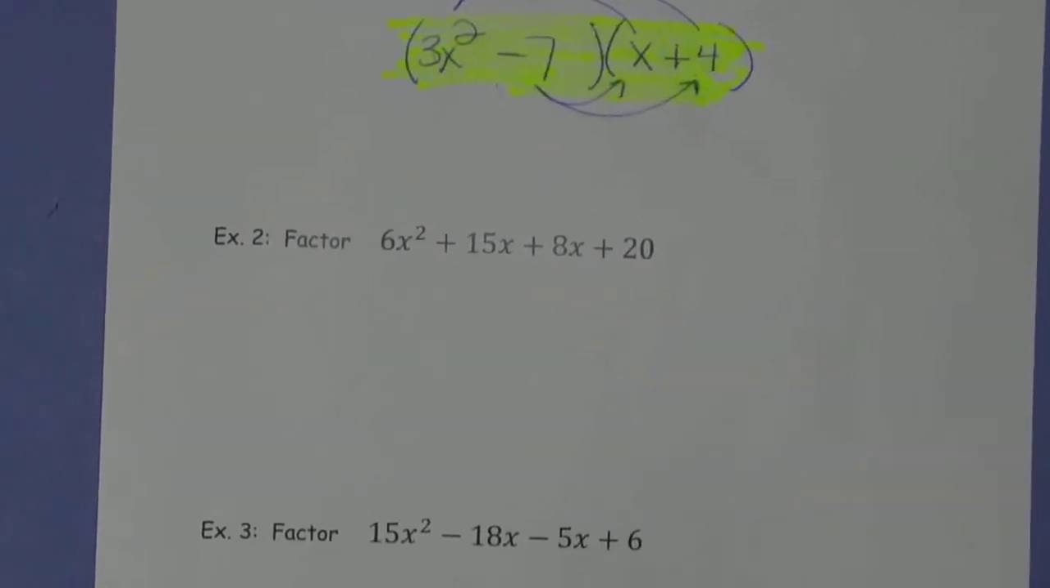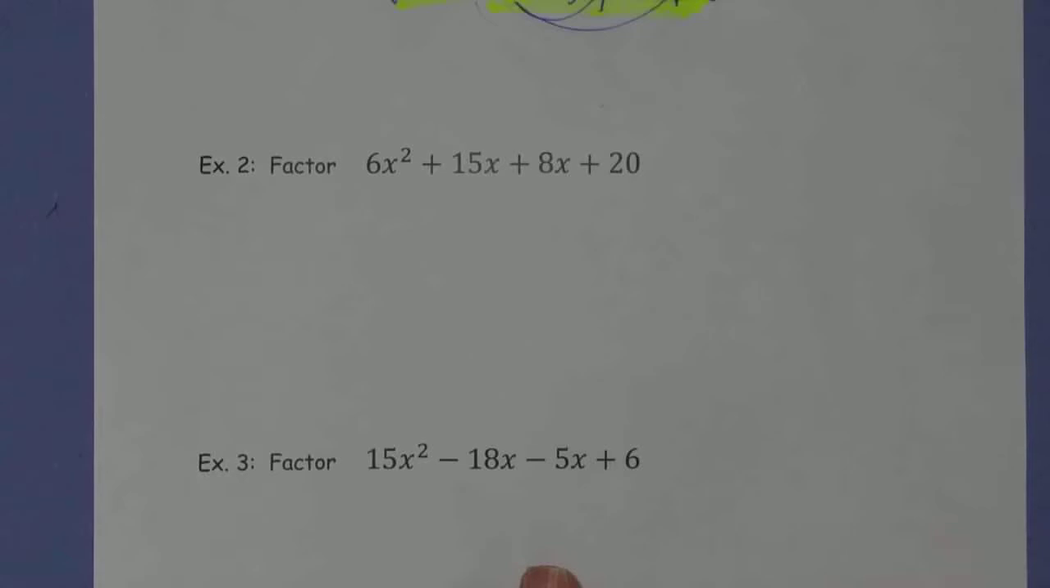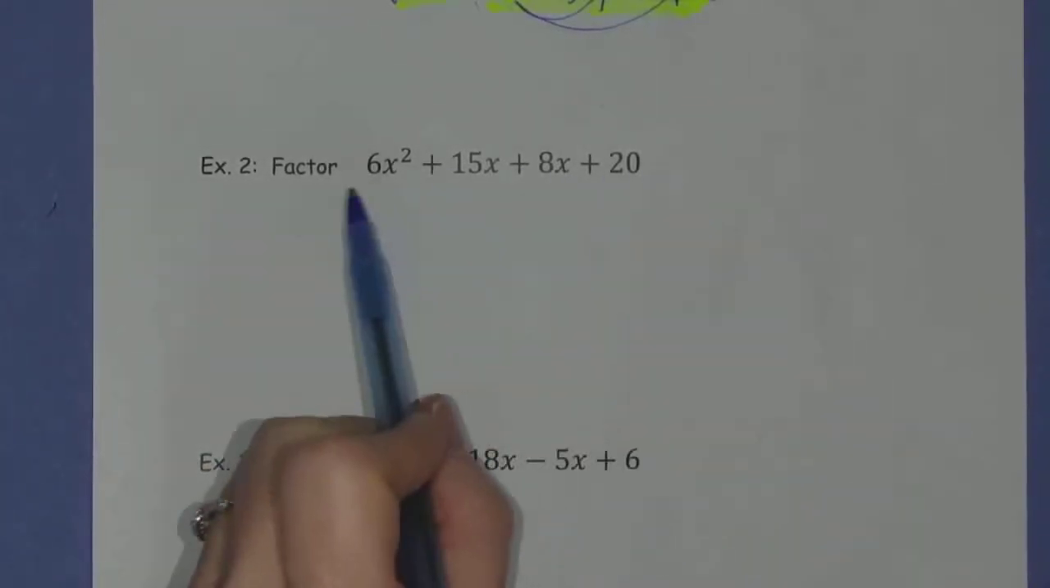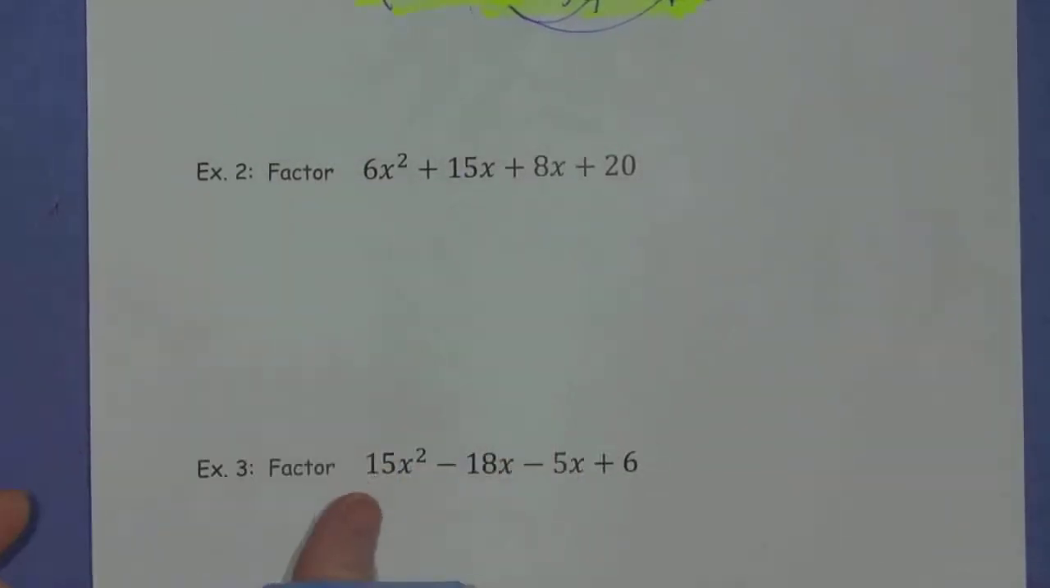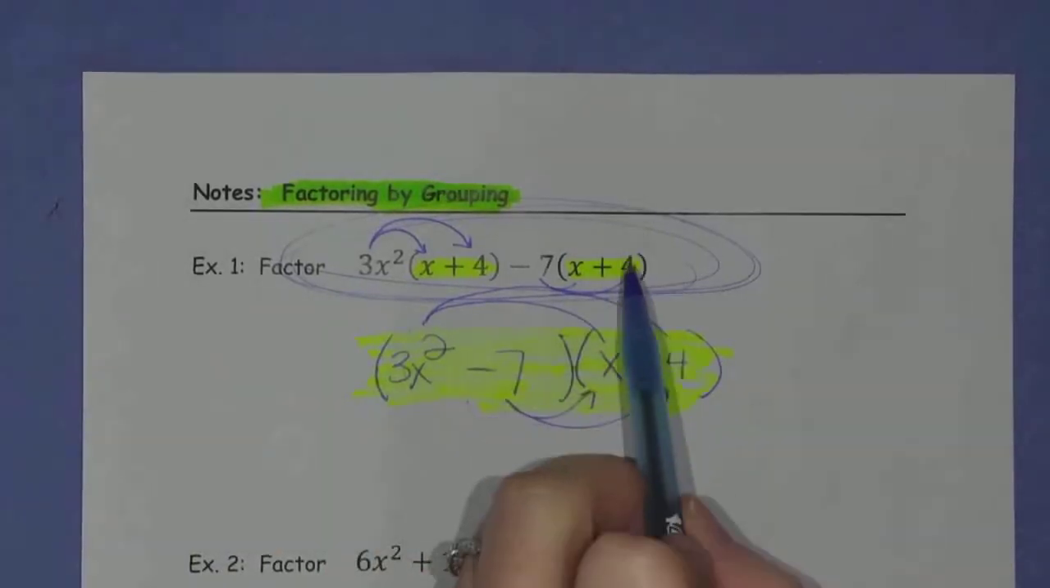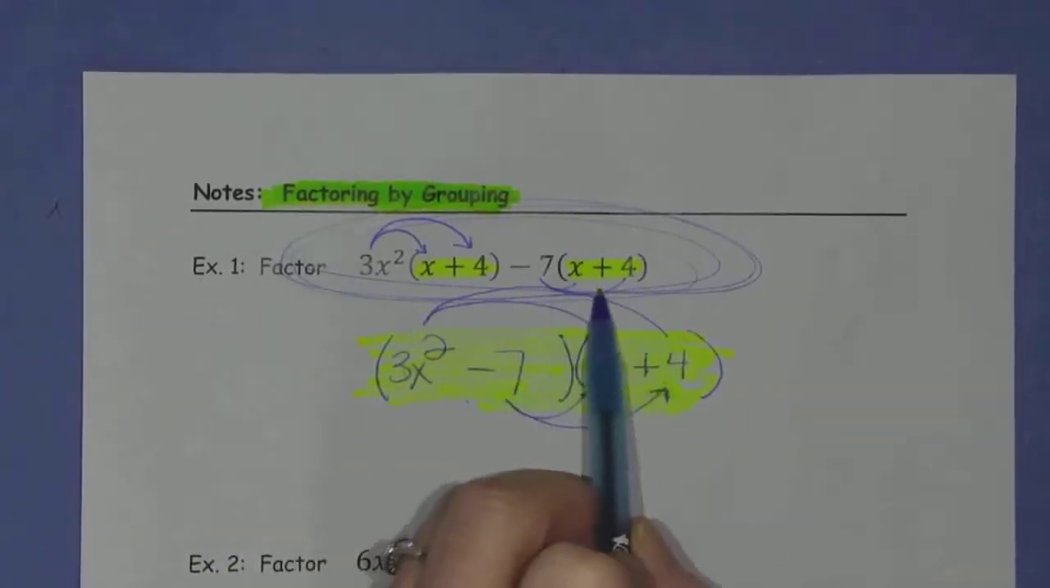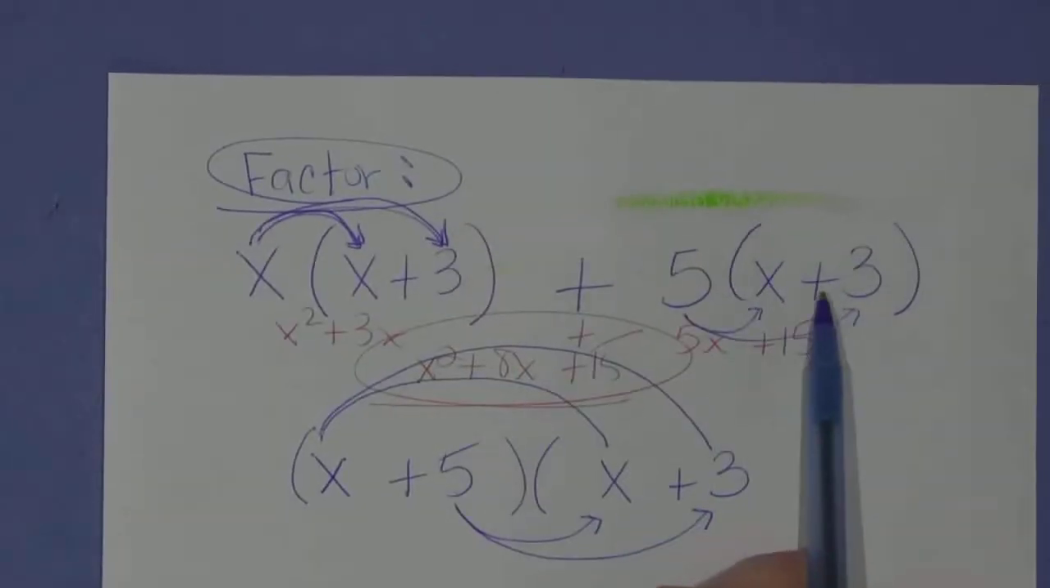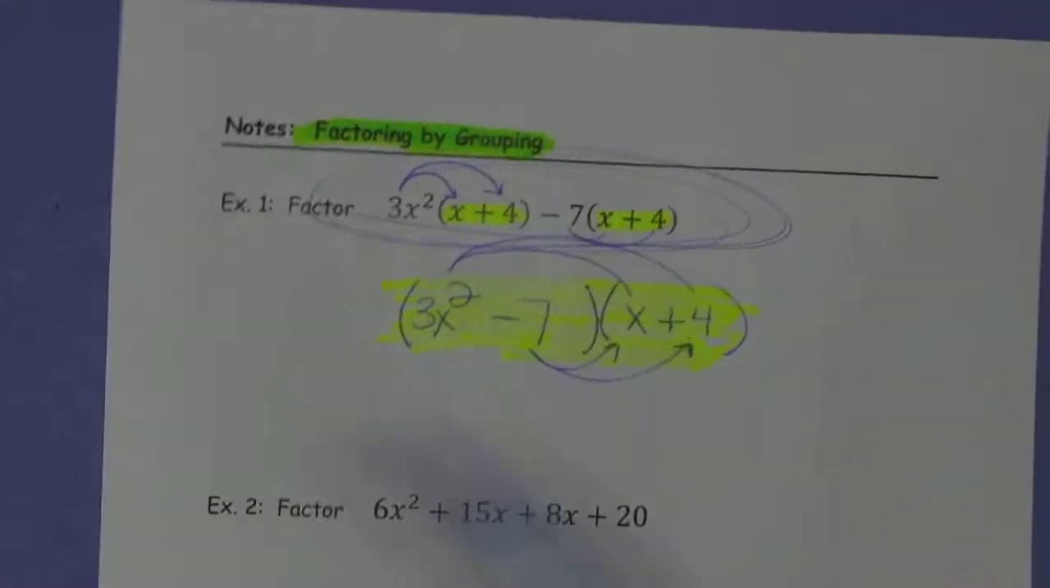Okay, let's look at example 2. Now this one's a little bit different. They want us to factor by grouping, but this time you don't have sort of this commonality here that you can see, like the x plus 3 and the x plus 4.